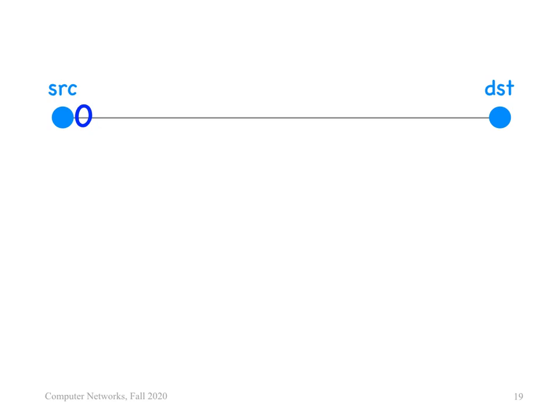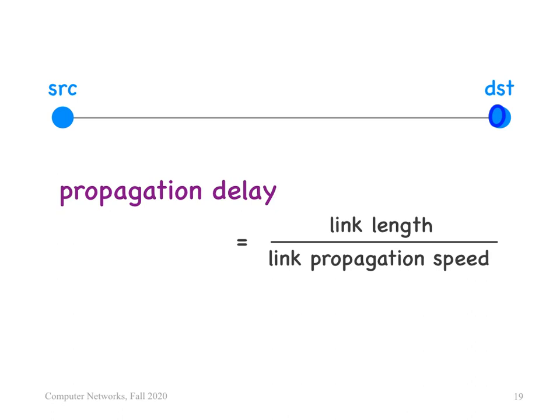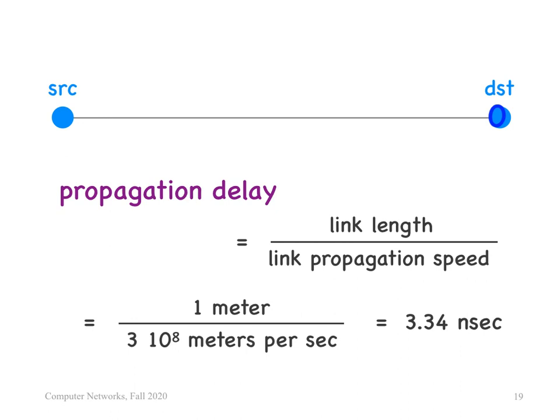Then it takes a certain amount of time for the last bit of the packet to reach the destination. This amount of time is called propagation delay, and it is equal to the link length divided by the link propagation speed. For example, if the link is 1 meter long and data can travel in it with the speed of light, then the propagation delay of the link is 3.34 nanoseconds.